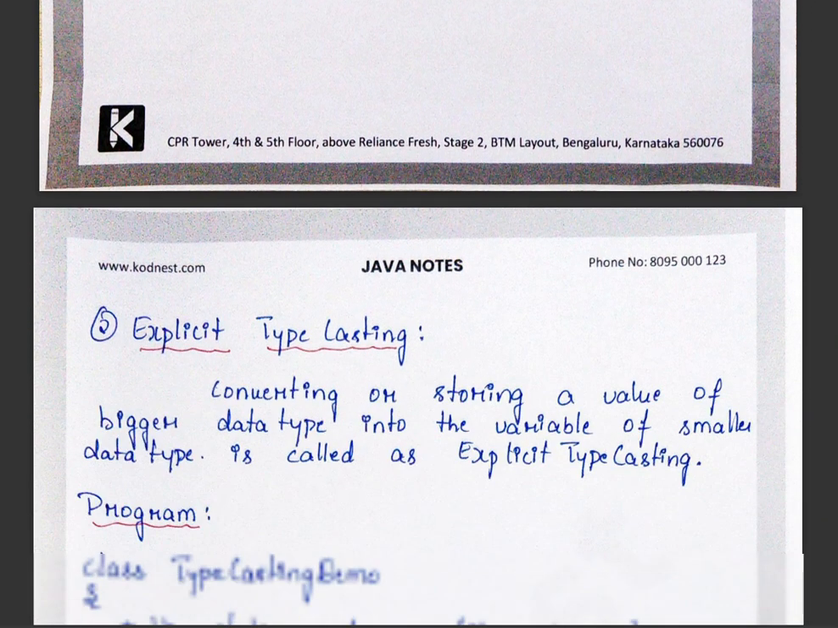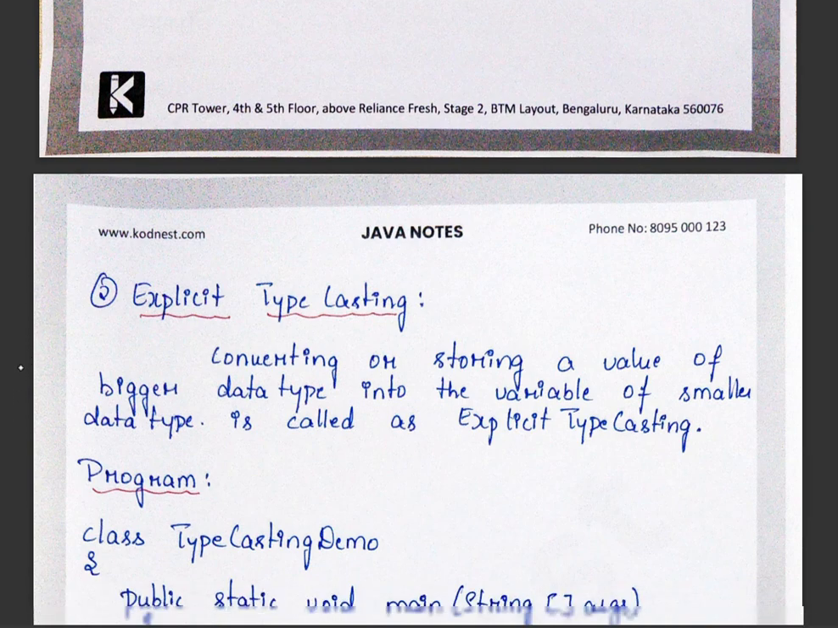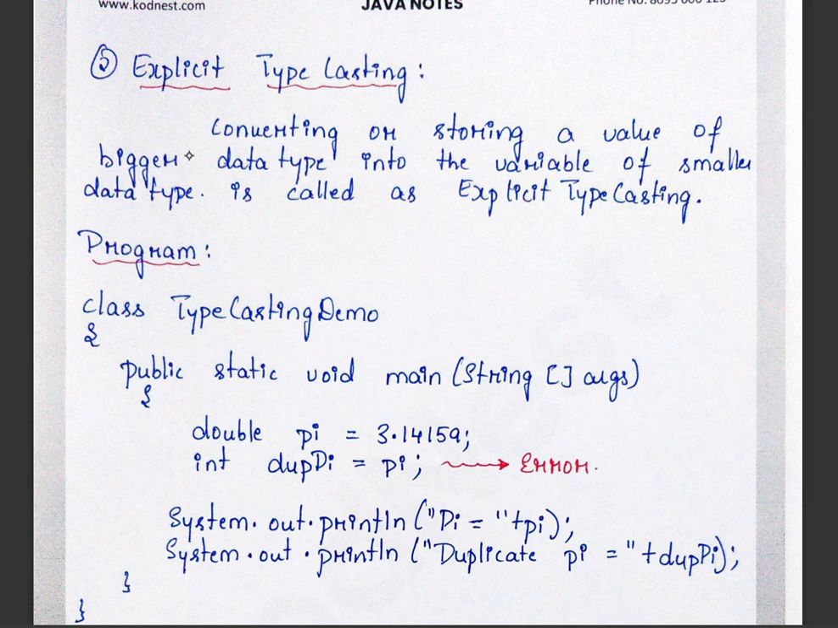Next let's come to explicit typecasting. Explicit typecasting is also known as forced typecasting. In implicit typecasting we store a smaller data type into a larger one, but in this we are storing a larger data type in a smaller one. Normally it's not possible to store a larger data type into a smaller one, like storing double into int, because int doesn't accept that much memory that double has. This is known as explicit typecasting.